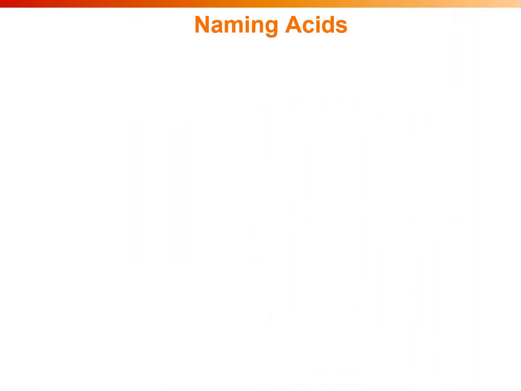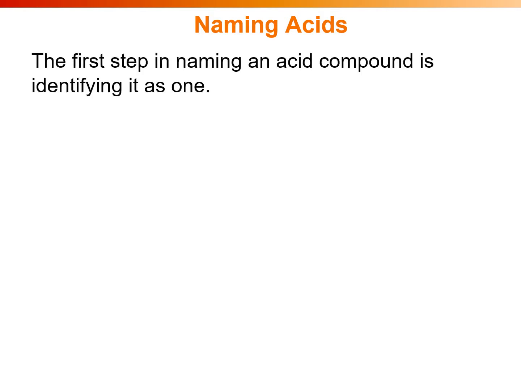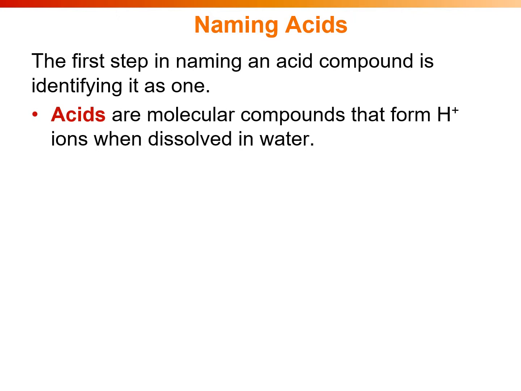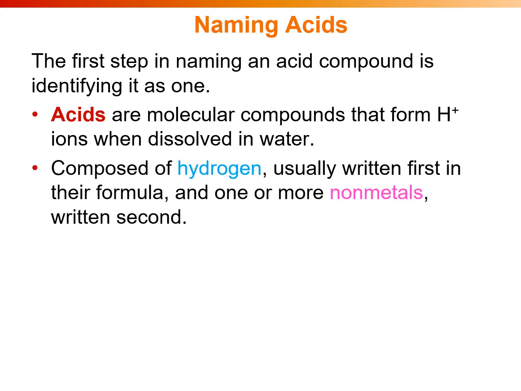To name acids, you're going to have to know a few rules, but the very first thing you need to be able to recognize is that the compound you're dealing with is an acid. So what is an acid? Well, in the most broad terms, an acid is a molecular compound that forms hydrogen ions in water. And if it's a molecular compound, what does that mean? Well, it means it's made of nonmetals. And if it's forming hydrogen ions, then it's a molecule that's going to be composed of hydrogen and at least one nonmetal. And usually the hydrogen is going to be written in the first position of the formula, so that's another clue that you're dealing with an acid.